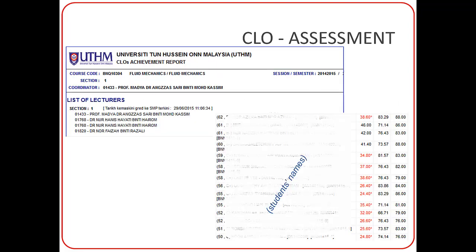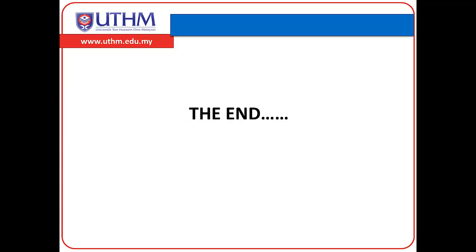Next. Again, we can also look at your individual achievements. This is fluid mechanics. For this batch, commonly the first row is for CLO1, second row CLO2, third row CLO3. We can see that quite many students failed to achieve CLO1, PLO1. Next. So we are done.